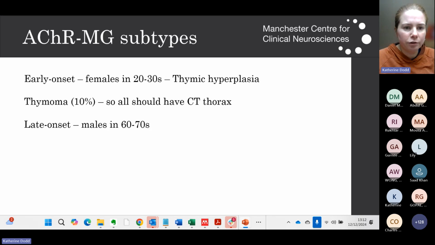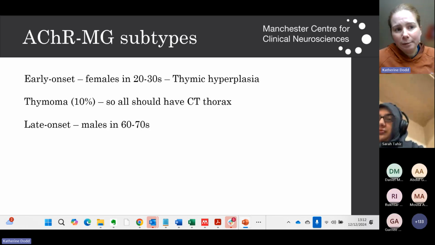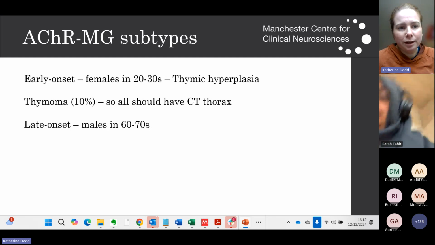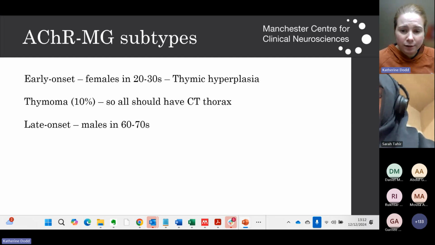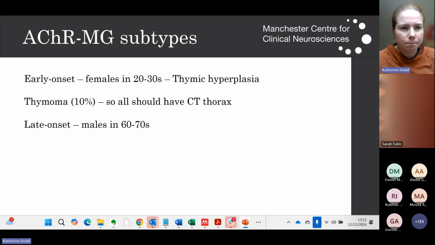So roughly over the age of 50 we'd label as late onset. You do get females in there as well, but it tends to be more males, and it's actually rising in older males as well. And then 10% have a thymoma. So 10% is paraneoplastic, being produced from a thymoma. So everyone gets a CT thorax to make sure we're not missing that.